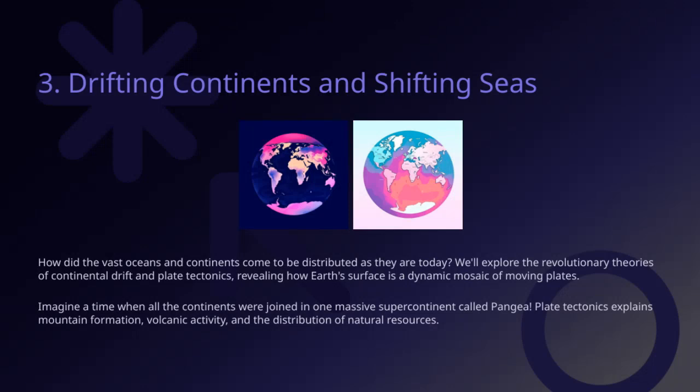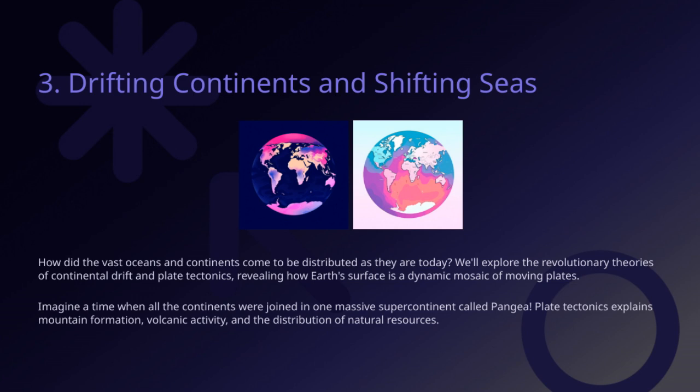Imagine a time long ago when all the continents were joined together in one massive landmass called Pangaea. This incredible idea helps us understand how Earth's surface has changed over millions of years. Plate tectonics is the key to explaining many geological features we see today, like mountain ranges, volcanic activity, and even where natural resources are found.